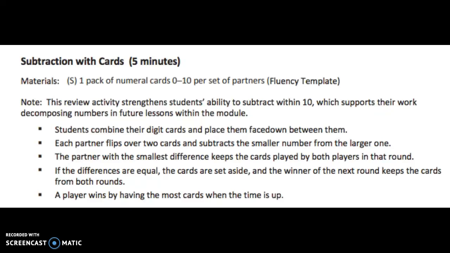larger one. After you have both figured out what it equals, what is the difference, the partner with the smallest difference keeps all the cards that were flipped over. If both of you had the same difference, or your differences are equal, the cards are set to the side, and the winner of the next round gets to keep all the cards from this round and the next round.